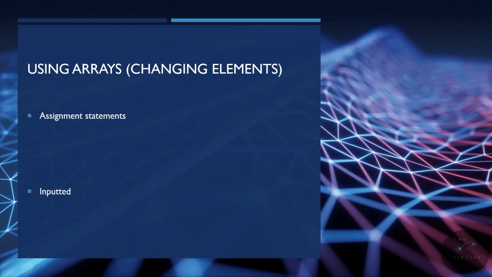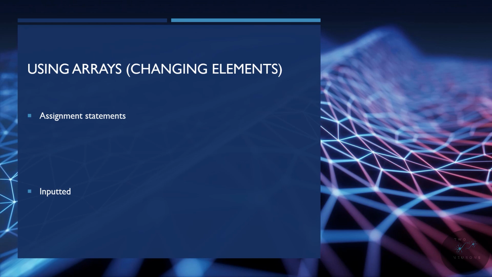So now that we've talked about storing and accessing elements of an array, we can talk about changing these elements. And there are two approaches to doing this. There is assignment and input, and both can be used on their own or within loops or in conjunction with each other. You can combine this to do a lot of things.